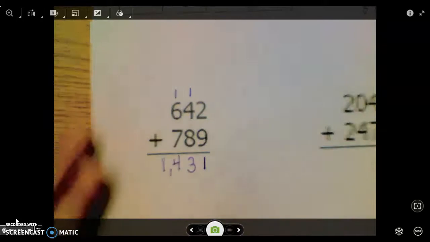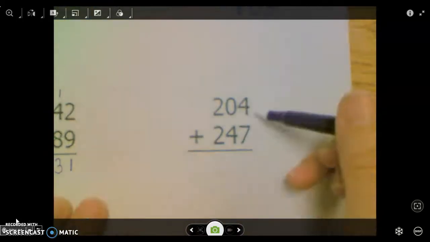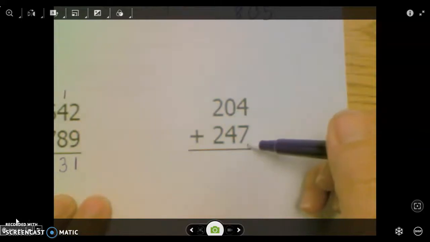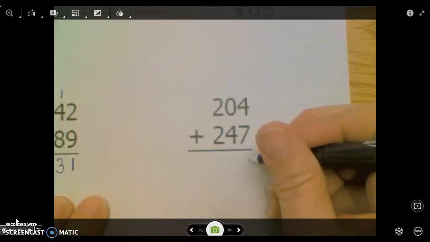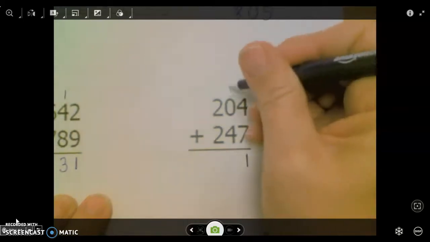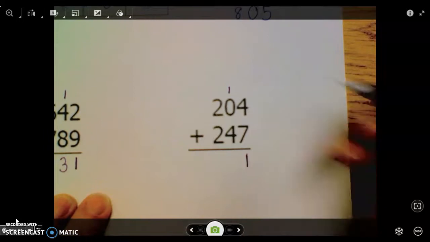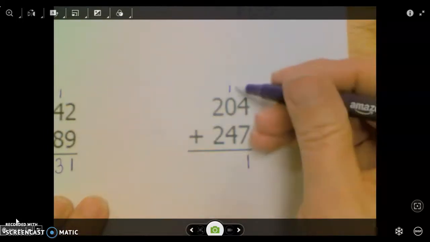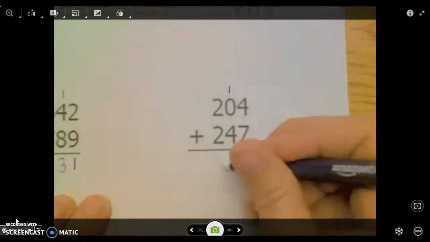Let's do one more. Okay. 204 plus 247. So I'm going to start with my ones place. 4 plus 7 is 11. I put my 1, carry my 10. That's regrouping my 10 into that place value. Then I have 4. I'm going to add 1 more and I get 5. Then I have 2 plus 2 is 4.